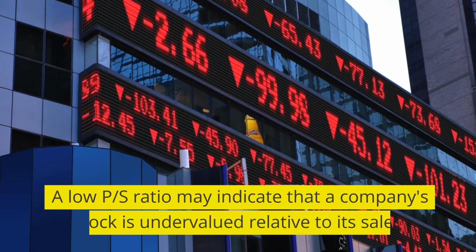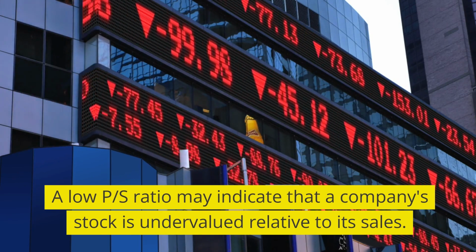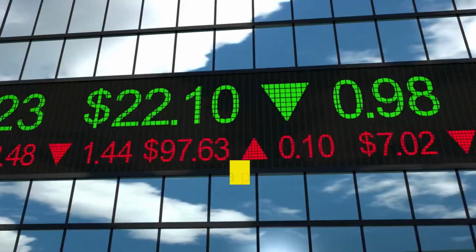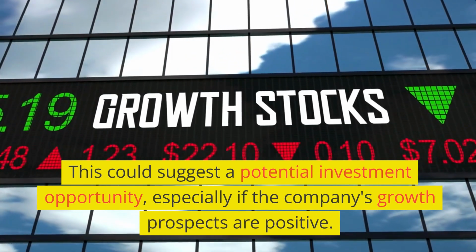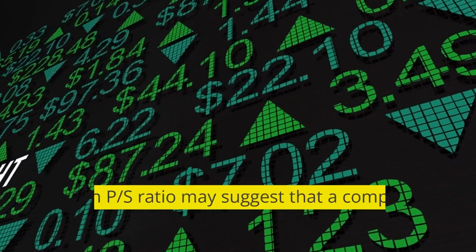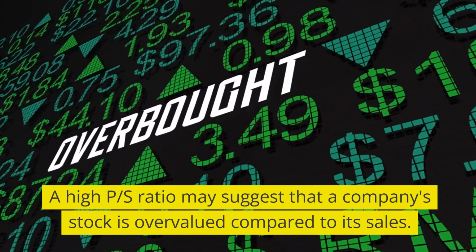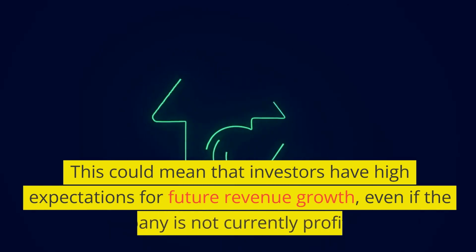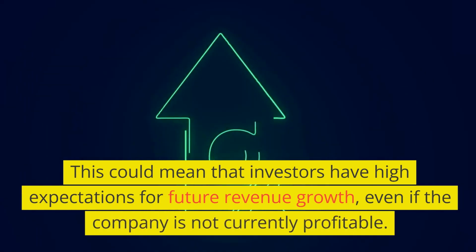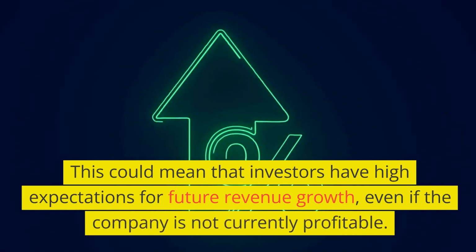A low P/S ratio may indicate that a company's stock is undervalued relative to its sales. This could suggest a potential investment opportunity, especially if the company's growth prospects are positive. A high P/S ratio may suggest that a company's stock is overvalued compared to its sales. This could mean that investors have high expectations for future revenue growth, even if the company is not currently profitable.